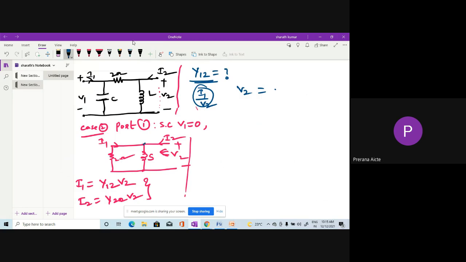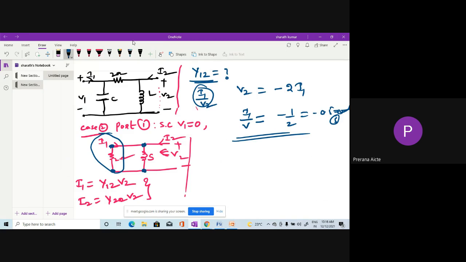The same voltage is here and the same voltage here. So what is the voltage in this branch? Minus 2 I1, since the current is opposite to your I2 current at port 2. That's why V2 is equal to minus 2 I1. Then I1 by V2 is equal to minus 1 by 2, which is minus 0.5 mho. In this way, we can calculate the parameters of your network easily.